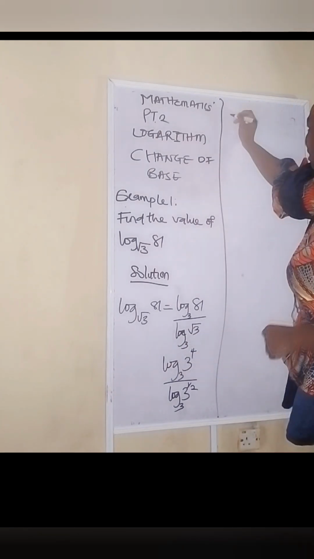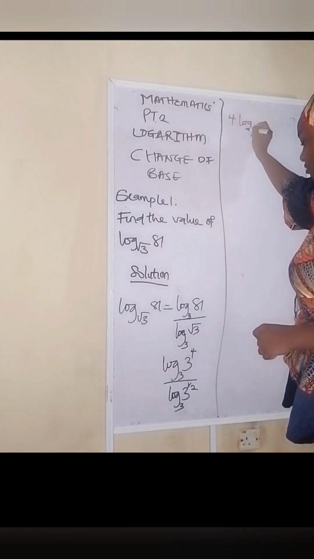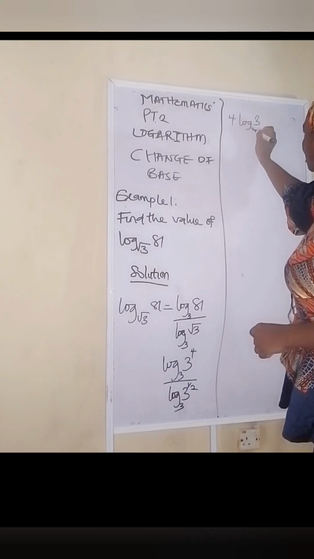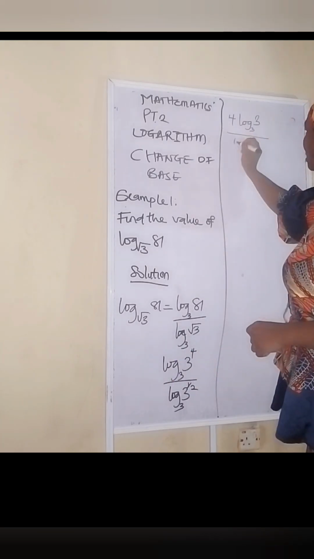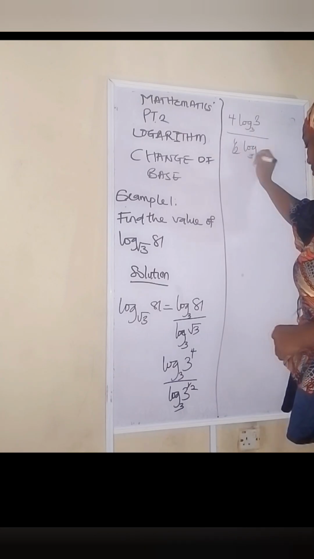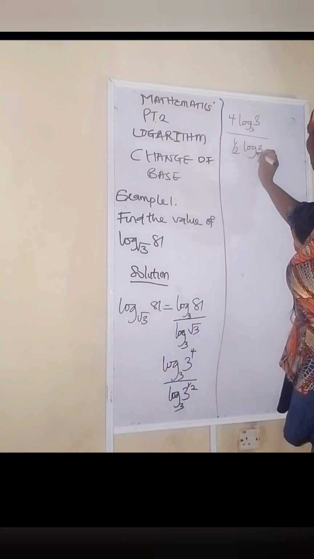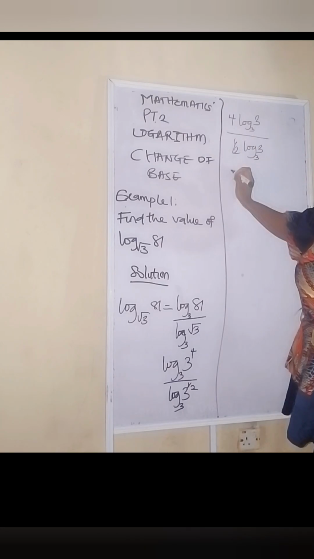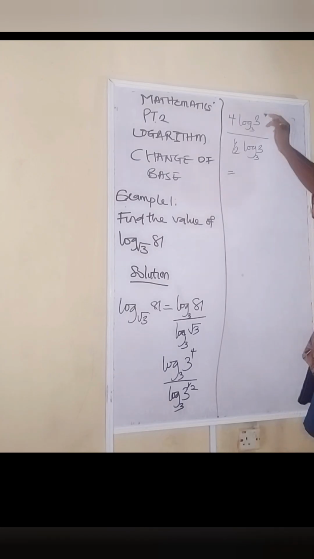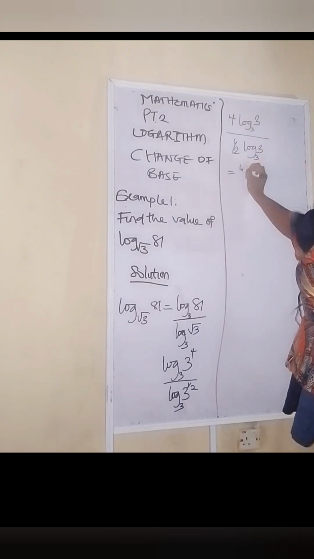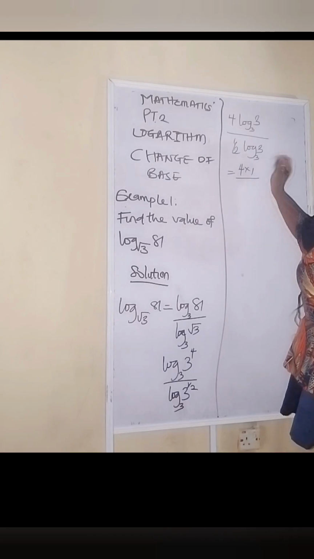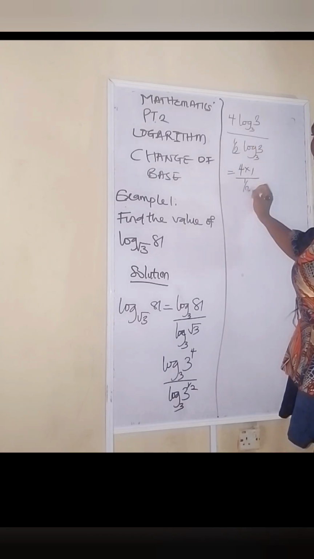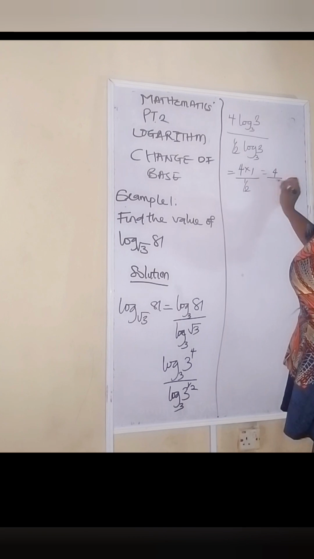That's why you have to watch the previous video to have a better understanding of this particular topic. So now this 1 over 2 will move to that side. So this is simple, right? Because you've watched the previous video. So now log 3 base 3, you already know is 1. So now 4 times 1 over log 3 base 3 is also what? 1. So now we are left with what? Half. So that is 4 over 1 over 2.